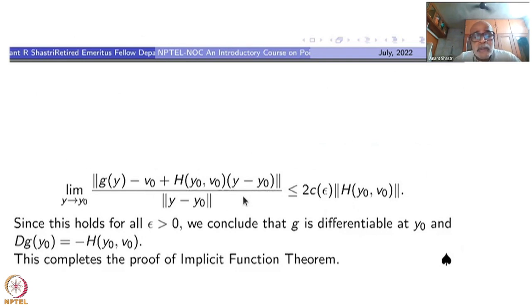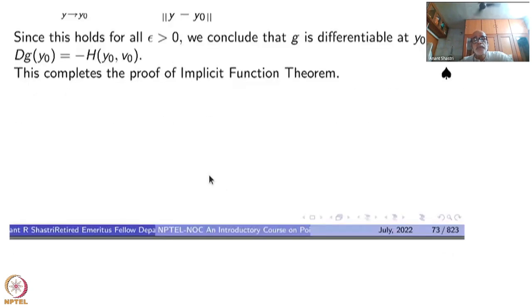This limit tells you that G is differentiable at V naught with H as its derivative. That's the definition of differentiation. Sorry, minus H as the derivative. There is a plus sign here. So this completes the proof of part B and thereby completes the proof of the implicit function theorem. I recall that in the original statement, there was a T inverse here. But in the modified statement, we have made T the identity map. That's why the T doesn't appear here. So that is the proof of the implicit function theorem.